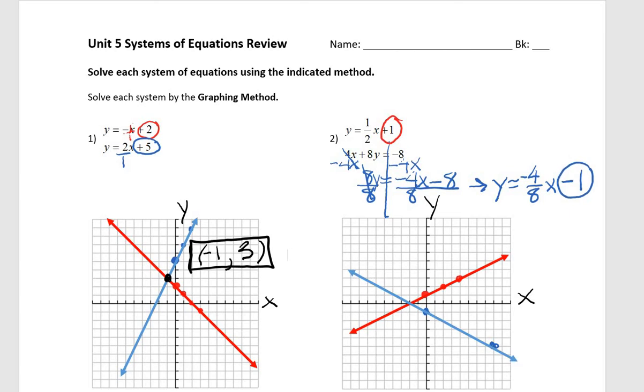Okay, so there are my two lines. It looks like they cross right here. And to get to that point, I would have to go left 2 spaces and not go up or down at all. So that coordinate is negative 2, comma 0. That would be my solution.